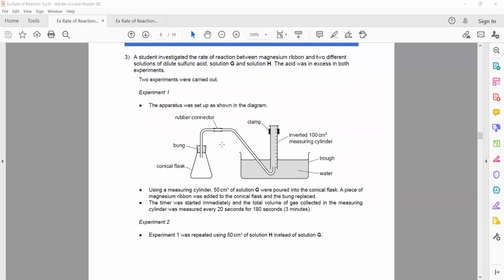Question number 3, any doubt? If you have any doubt in any part, just mention the part. No need to mention the page number because I'm asking question by question. So, question number 3, any doubt?